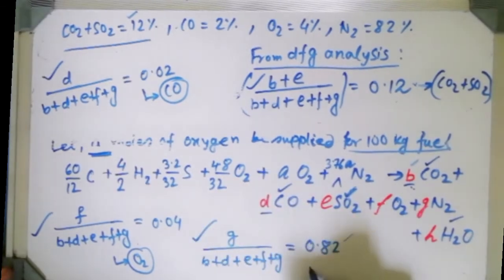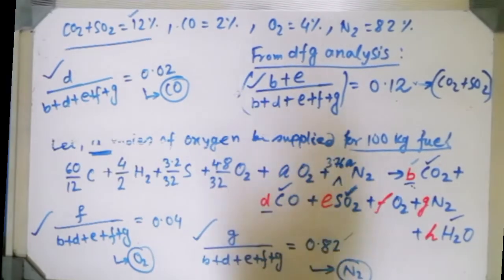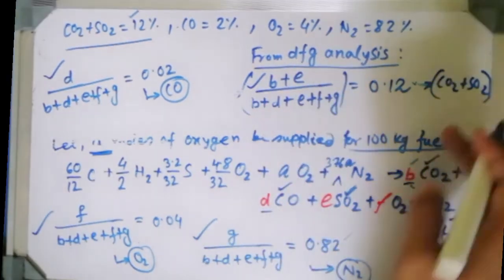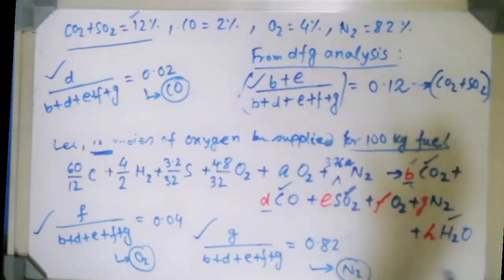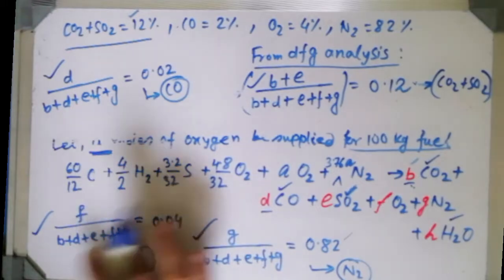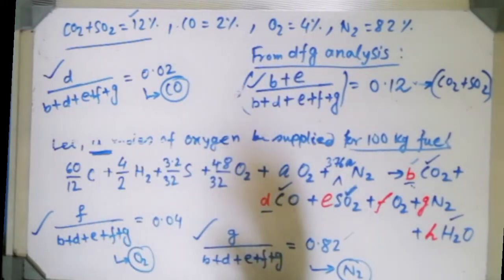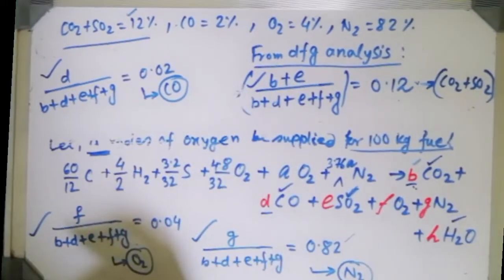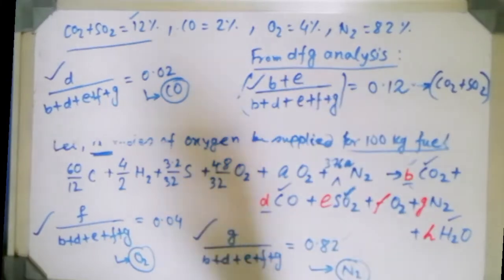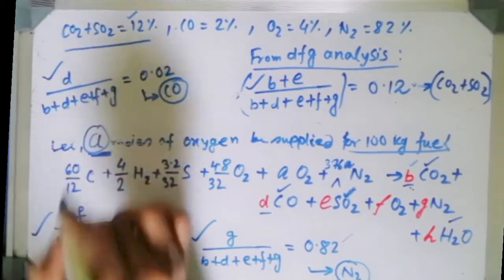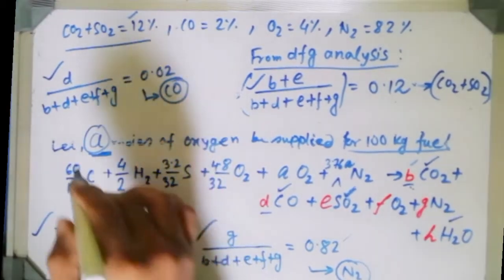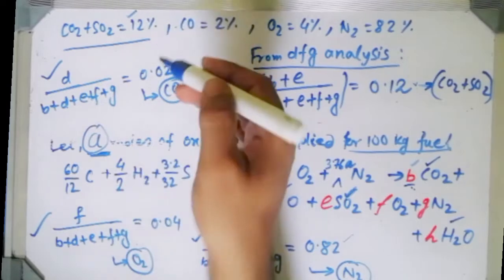Solving these equations, you can get the coefficient values, that means the number of moles. If we now get the number of moles, then from there you can find the value of A. Basically the important thing we have to find out is A. How can we solve these equations? You can see that all the denominator parts are the same. So just take any two equations and divide one by the other.